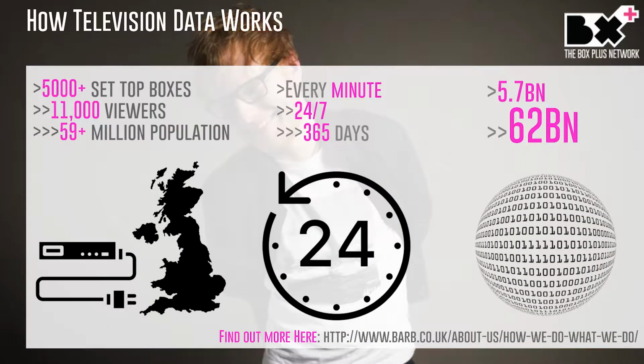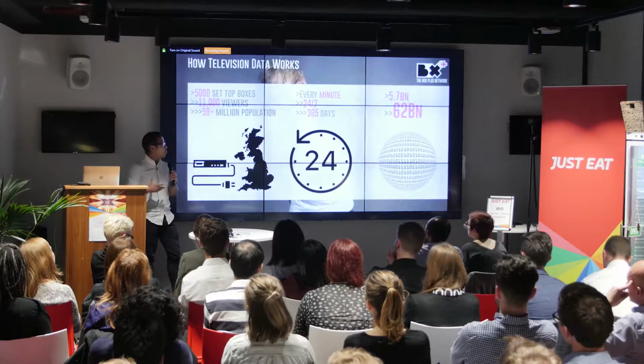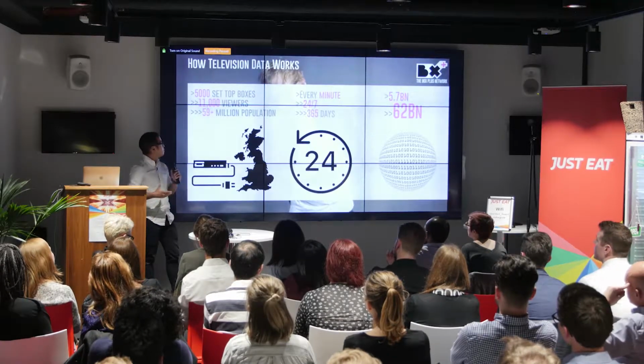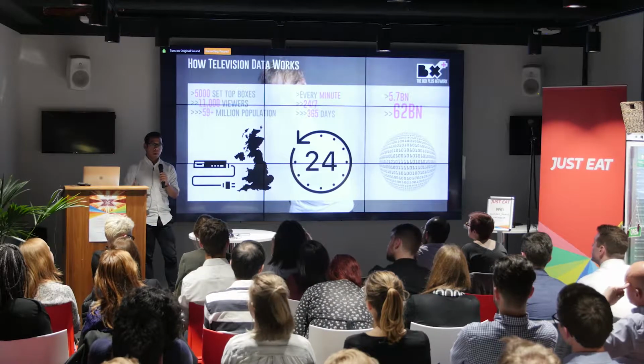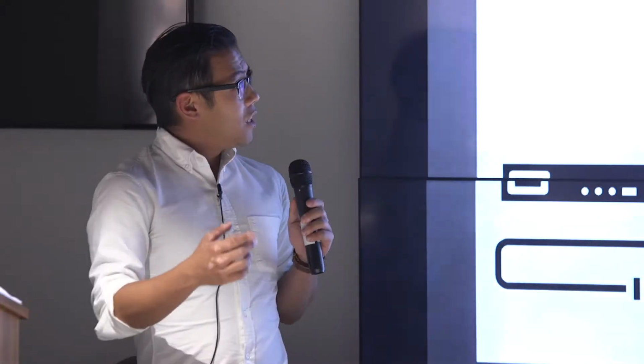all of television data stems from 5,000 TV set-top boxes across the UK. And they are taking data from 11,000 viewers across the UK. And these 11,000 viewers are then proportionally weighted to essentially represent the 59 million people that watch television in the UK today. Now, these set-top boxes in particular are recording devices.